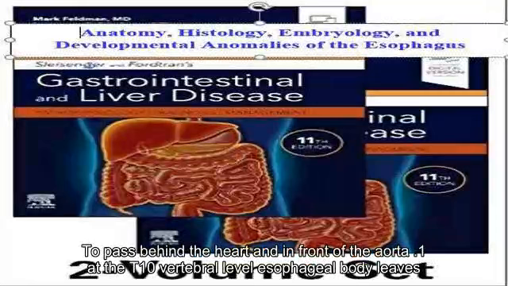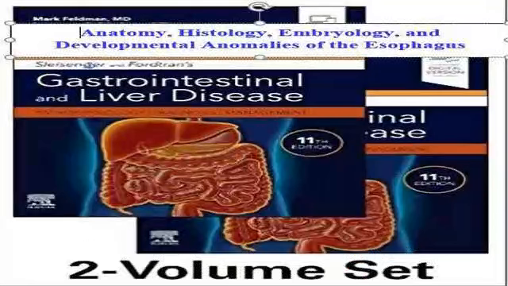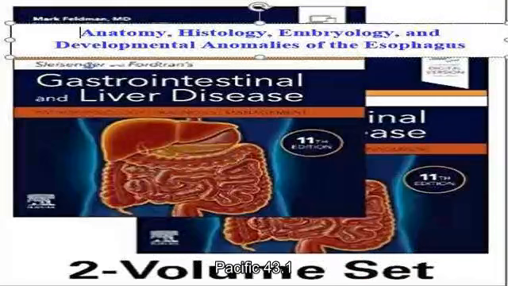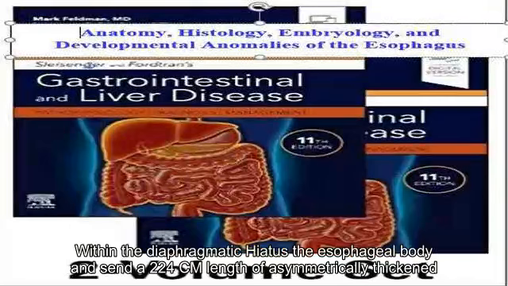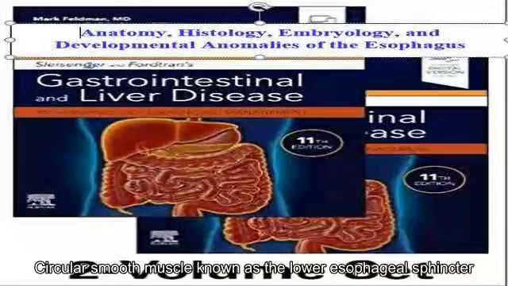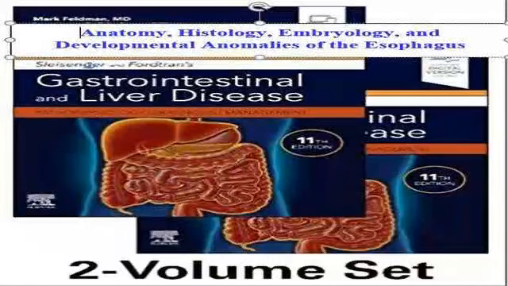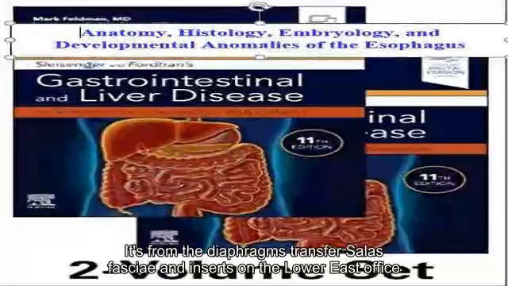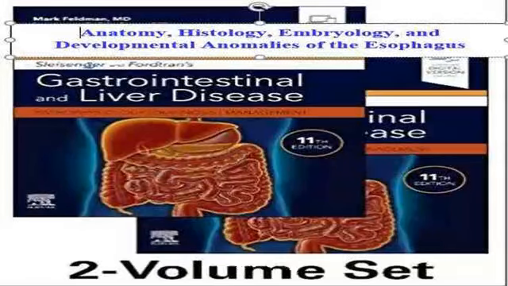1 At the T10 vertebral level, the esophageal body leaves the thorax through a hiatus located within the right crus of the diaphragm, see Fig. 43.1. Within the diaphragmatic hiatus, the esophageal body ends in a 2 to 4 cm length of asymmetrically thickened circular smooth muscle known as the lower esophageal sphincter, LES, see Fig. 43.3b. 4 The phrenoesophageal ligament, which originates from the diaphragm's transversalis fascia and inserts on the lower esophagus, contributes to fixation of the LES within the diaphragmatic hiatus.